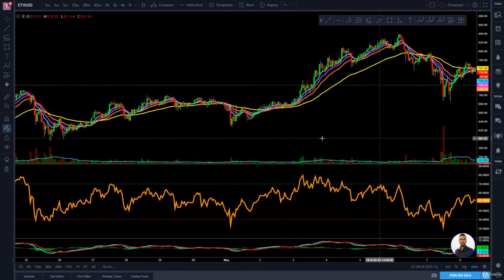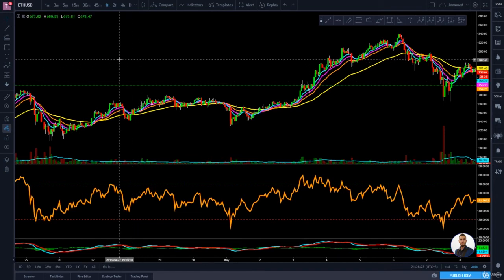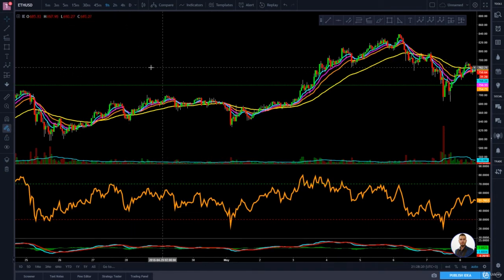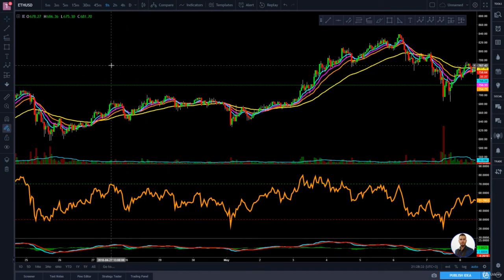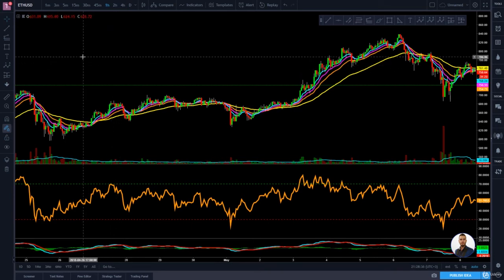In this example, I am going to show you how you can enter a trade just by using RSI and how profitable you can be if you combine it with other indicators as well. For this example, I am using the Ethereum chart and I am on 1 hour time frame.